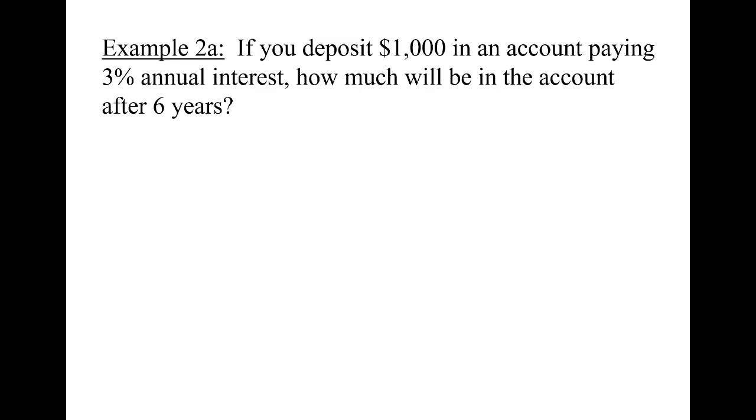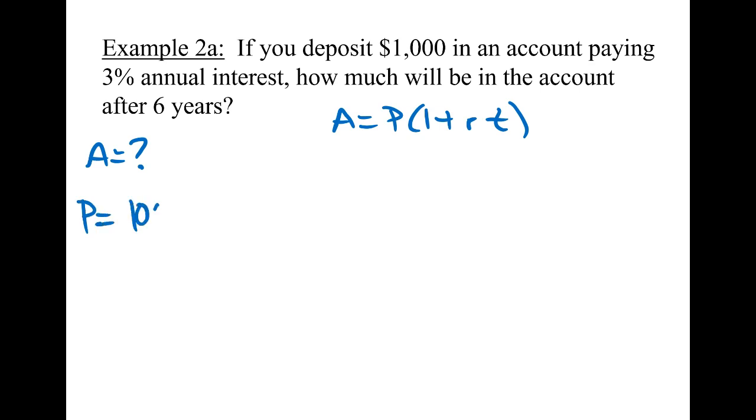Let's work example 2a. Suppose you deposit $1,000 in an account paying 3% annual interest. How much will be in the account after 6 years? Notice they're asking us for a future value. How much will we have in the future? In this case, in 6 years. So we know we need to use our future value formula. Again, let's list out what each of these components are. A is what we're looking for. If we want, we can identify that with a question mark. P is the principal amount, or the amount that we have deposited. So that's $1,000. The interest rate is 3%. We'll write that as a decimal, 0.03. And in this case, the time is 6 years.